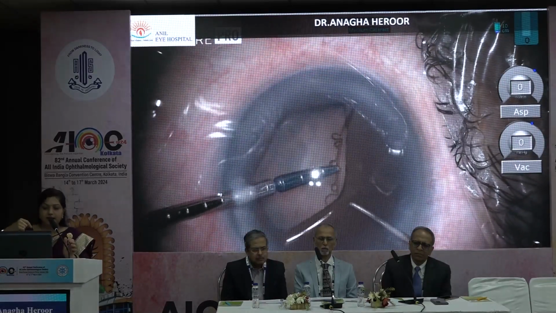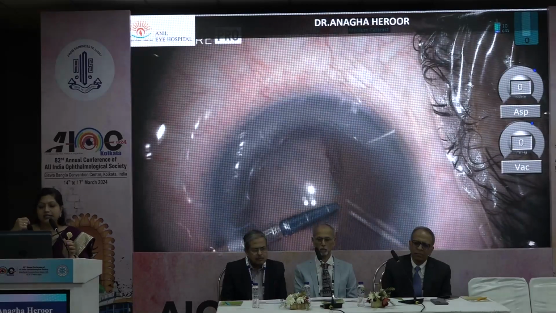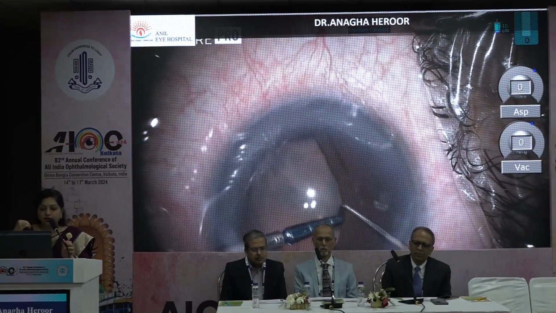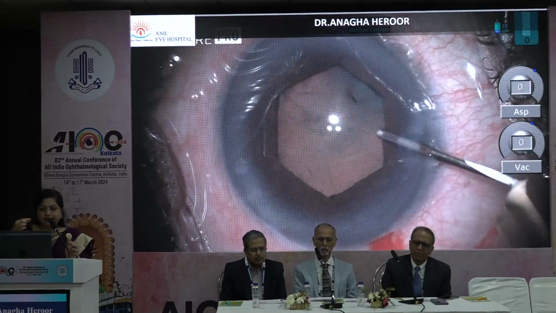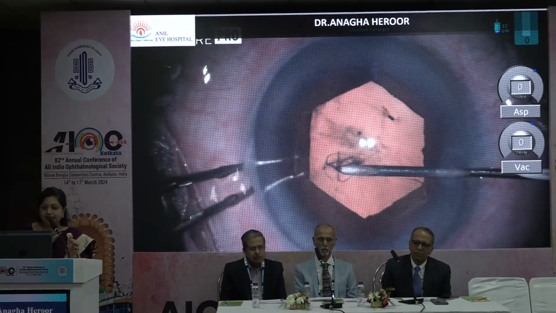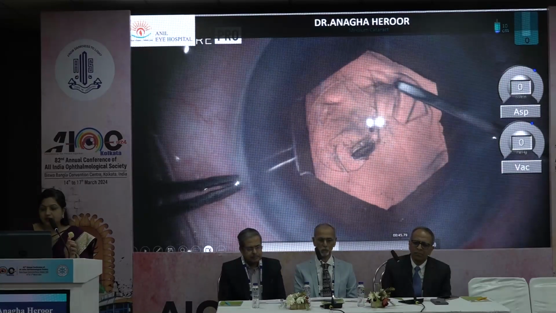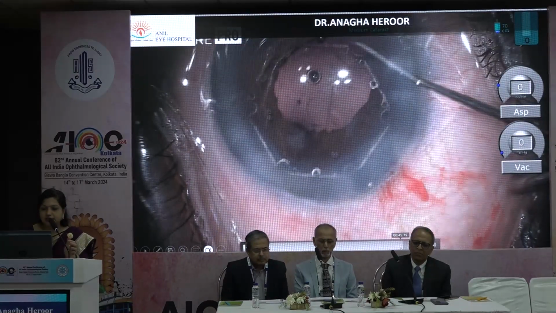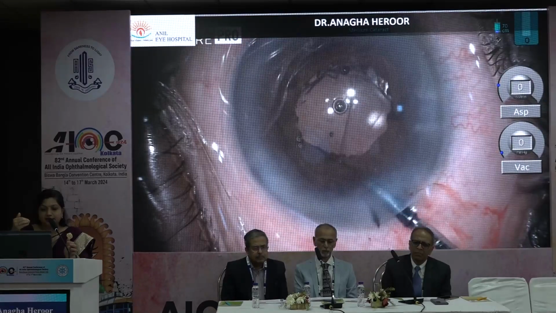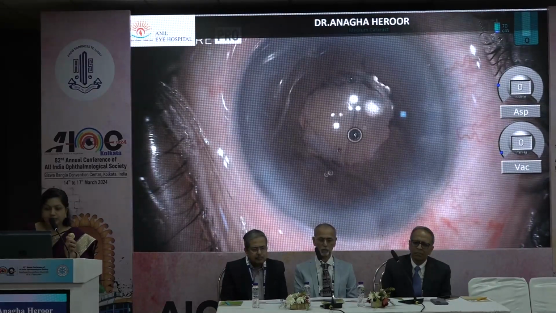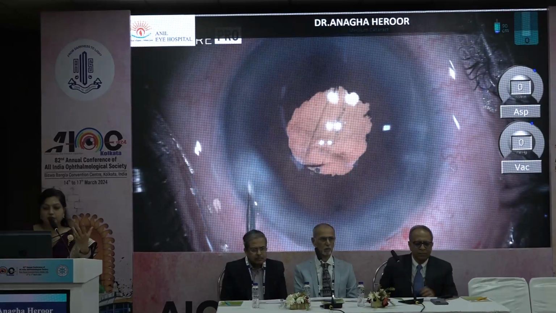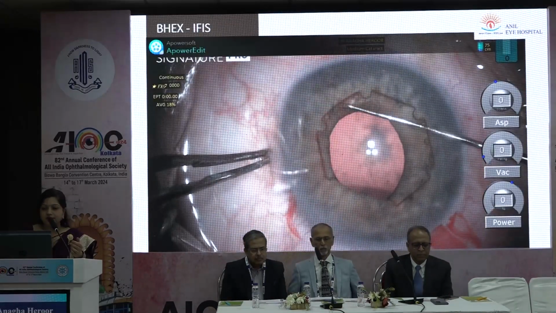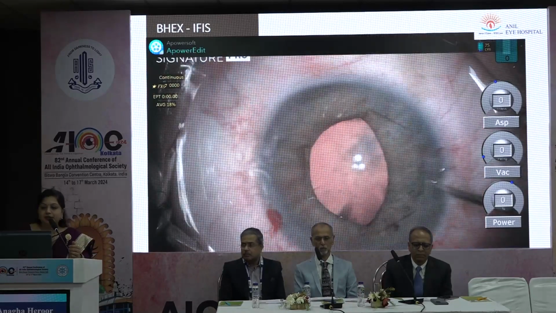So here I'm using a bimanual technique where I'm using a Sinskey hook to just hold on to the iris, and then you can release the flange with the hole which is held with the microforceps, and you have a nice hexagonal pupil. You can complete the rest of the surgery, and then you disentangle these flanges, hold it with the microforceps and remove it.